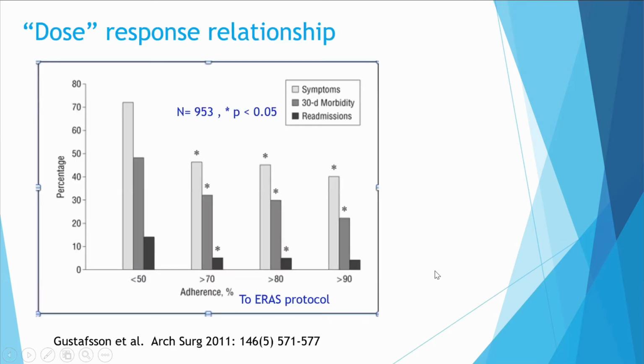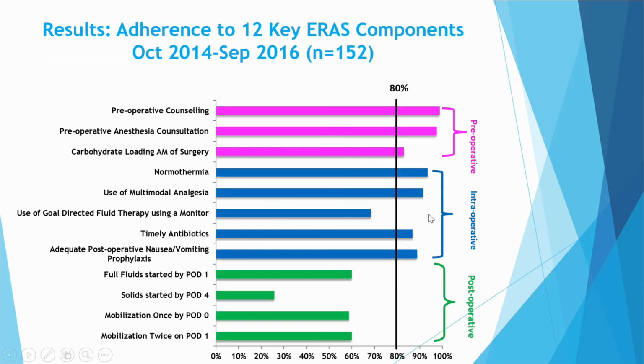I think the big thing with ERAS is understanding that it's a package, a variety of components, and this is a good study of over 900 patients undergoing colorectal procedures that show that with increased adherence to the various components of it, you get a dose relationship. So your symptoms, your 30-day mortality, and your readmissions decrease as you adhere more to the protocol, with it sort of tailing off around 80%.